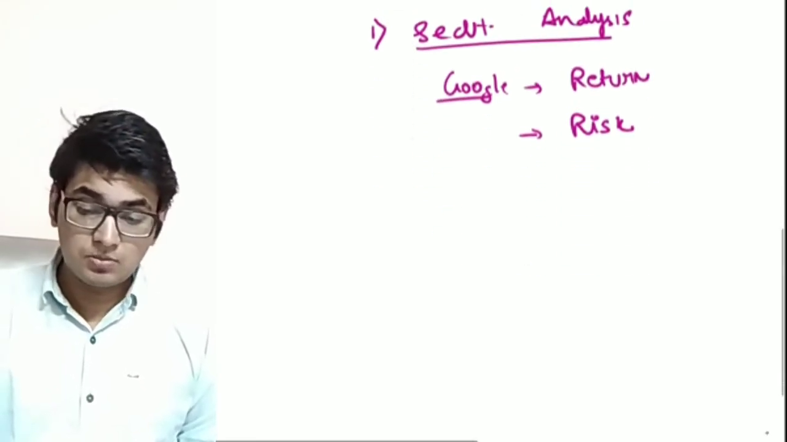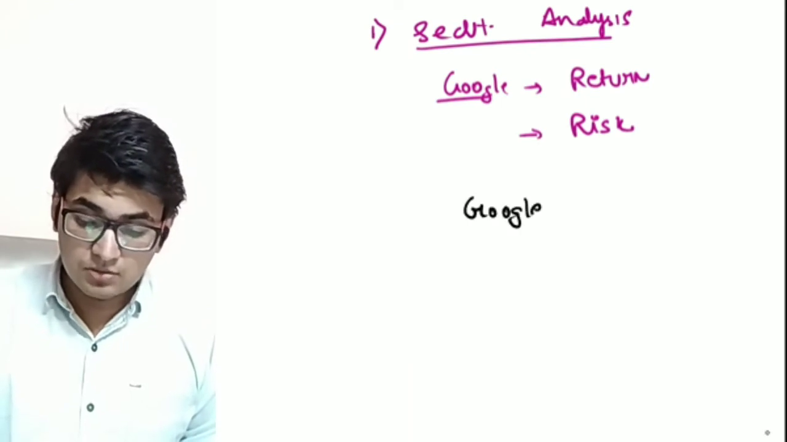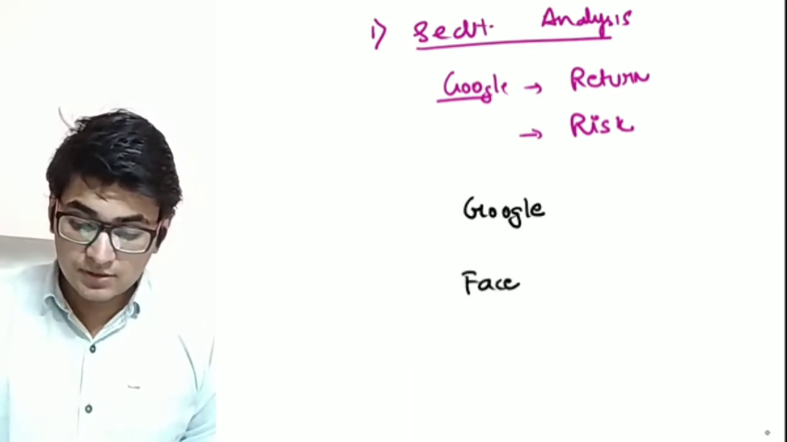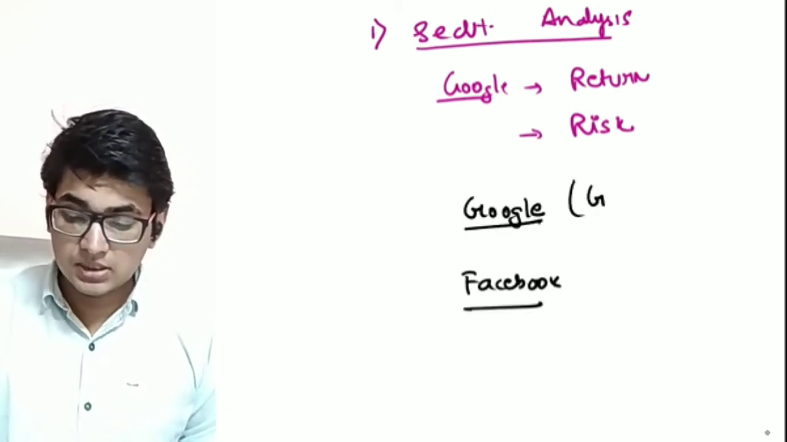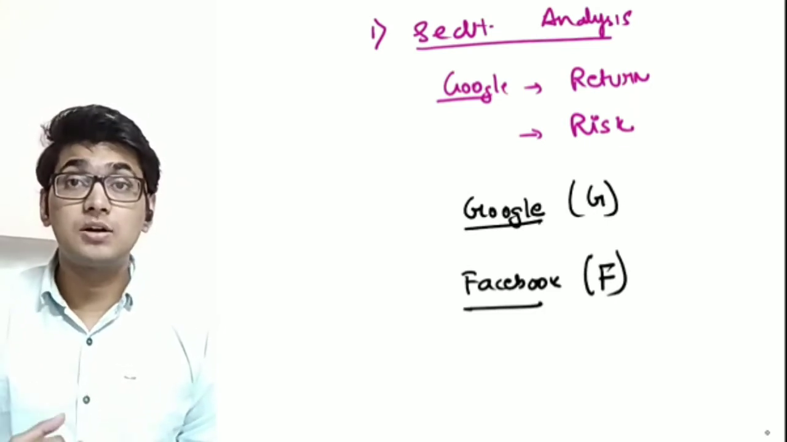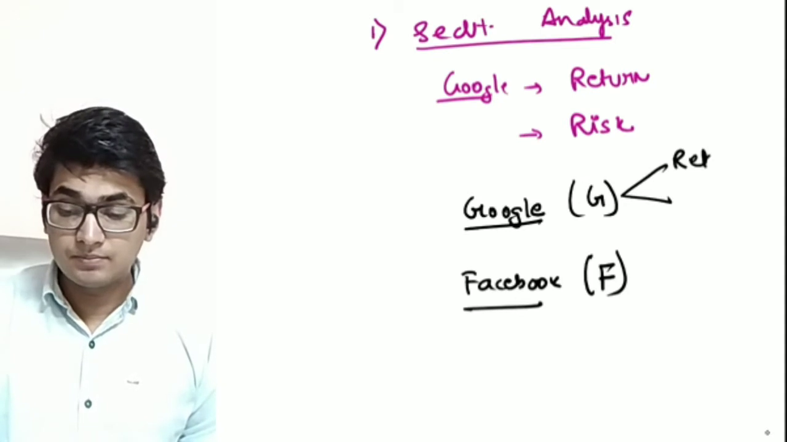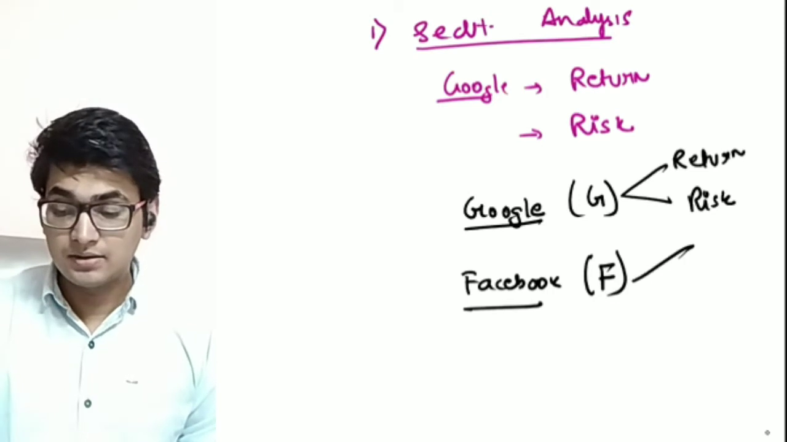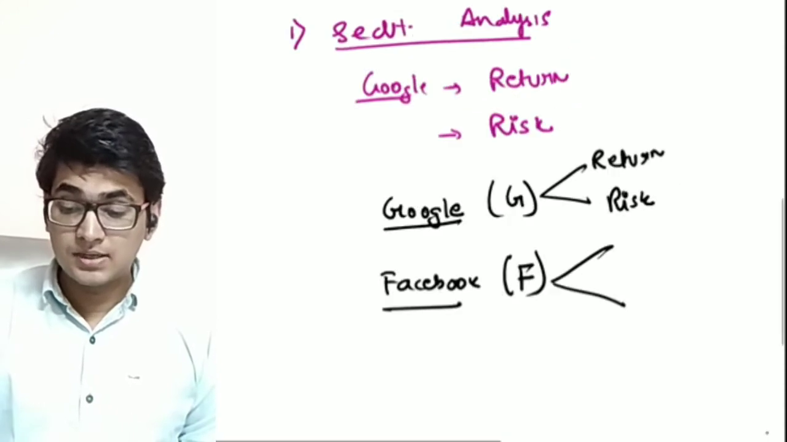Clear? So now suppose I have two securities. One is Google, one is Facebook. So rather than writing their full names in the whole lecture, I'll be using G and F. Meaning I have these two securities and I want to construct the portfolio with the help of these securities. So I will find out the return of this security as well as the risk of the security. Similarly, the return and the risk of the other security. Clear?